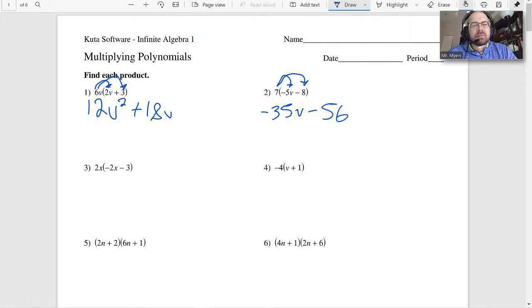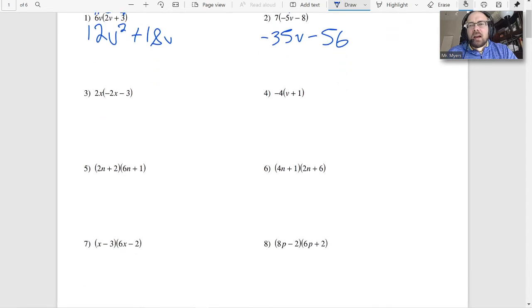Then we're done with number 2. All right, now we go on to number 3, and I'm going to go just a little bit faster here because we're going to be wrapping up distributing. Sorry, my arrows are not that good. I'm not that good at drawing things.